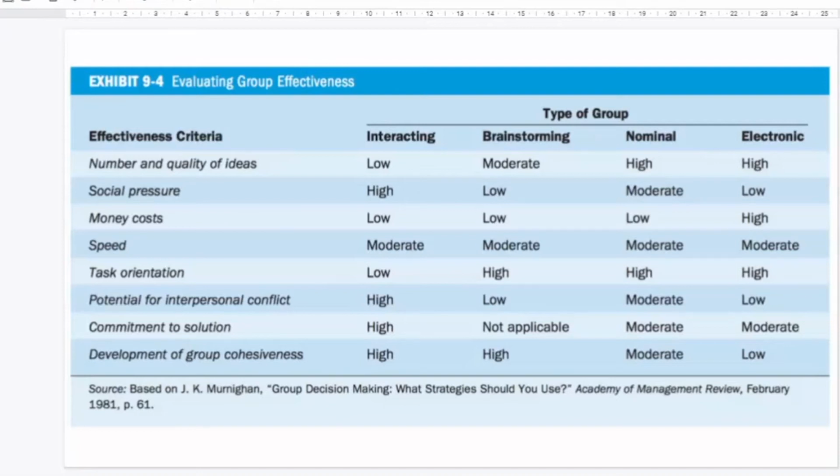Commitment to a solution. They're all fairly high or moderate. And brainstorming doesn't create solution. Brainstorming is just ideas. So that's why it's not applicable. And development of group cohesiveness, as groups move along, the groups that are close together would tend to be more cohesive. The ones that are further apart, like electronic, would not be.